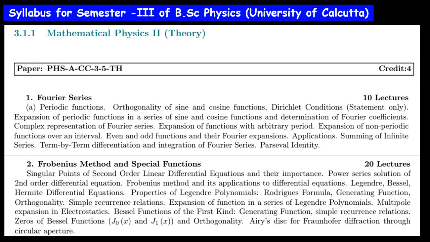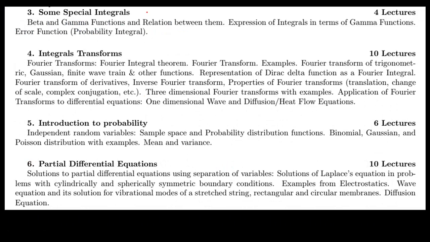You can see this portion, Fourier series, was discussed in lectures number 15 and 16, and this Frobenius method was discussed from lecture number 1 to lecture number 7. This is 17, integral transformation 18 and 19, probability lecture number 20, and this one lecture 21 already discussed, and this one from lecture 8 to lecture 14. So it's clear, in total everything is covered by this session. I think you are clear about it.